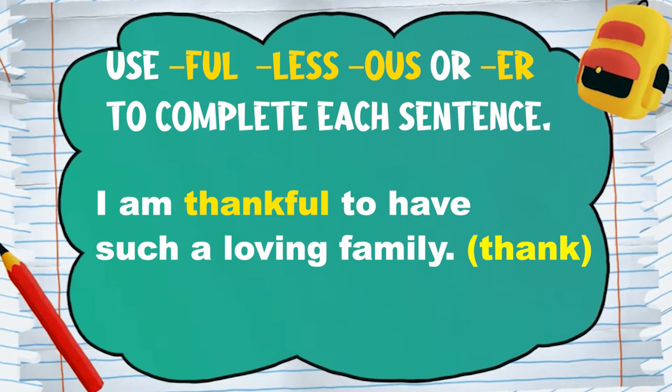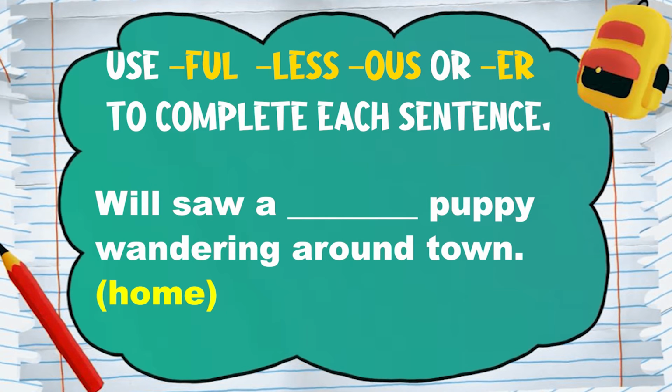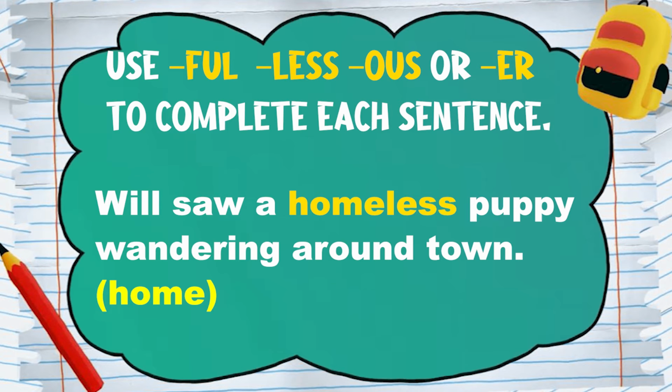Another sentence. Will saw a something puppy wandering around town. The word in brackets is home. What suffix might we add to home to form a new word? Yes, we can add the suffix less. So our sentence would read, Will saw a homeless puppy wandering around town.